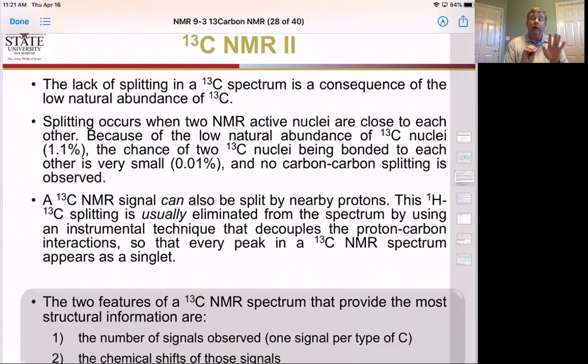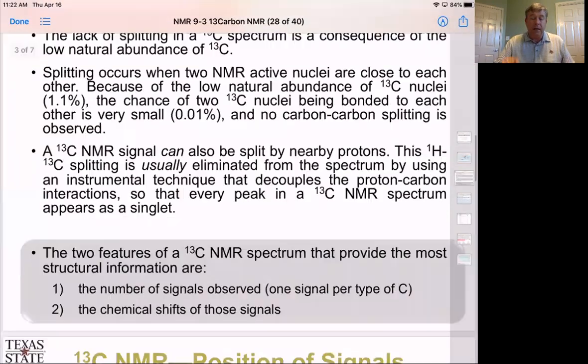In addition, carbon-13 can be split by hydrogen, but most of the time, we actually run a program that decouples the proton and carbon by pulsing at a different frequency, such that the protons do not split the carbon-13, and therefore all the different types of carbons in a compound appear as a single peak. What that means is that all we care about in carbon-13 NMR is the number of signals observed, and therefore we get one signal for each type of non-equivalent carbon, and the shifts of those signals.